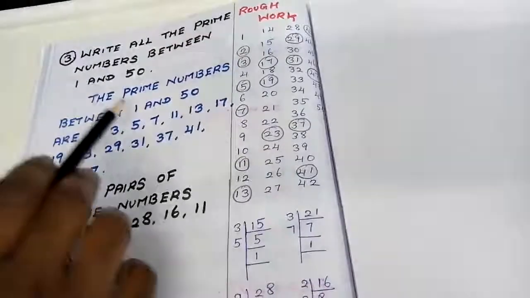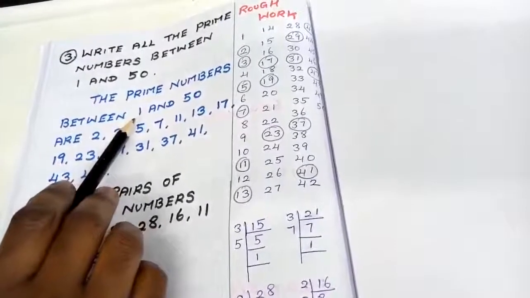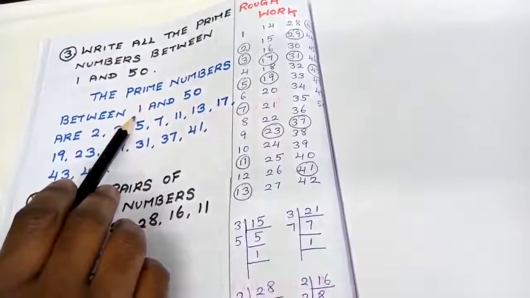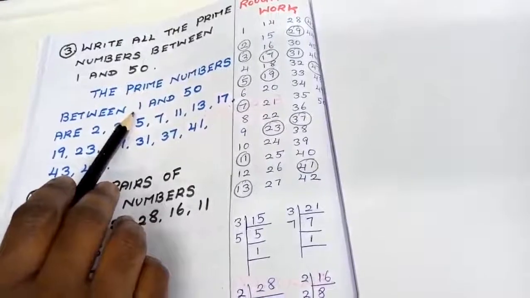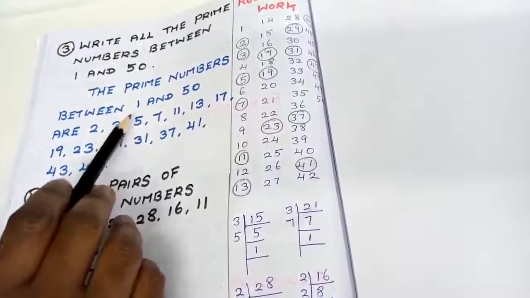And the speciality of 1 is, while I am talking about prime and composite, the number 1 is known as neither prime nor composite. So be careful in that place.